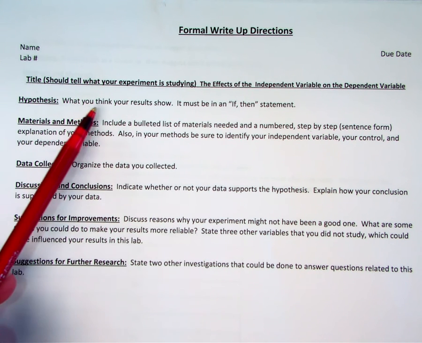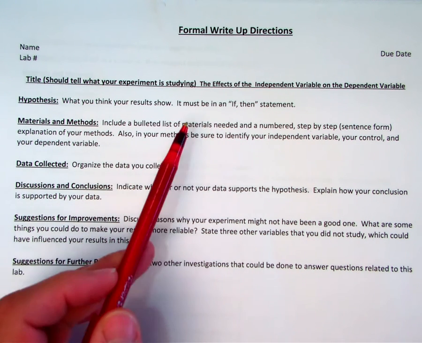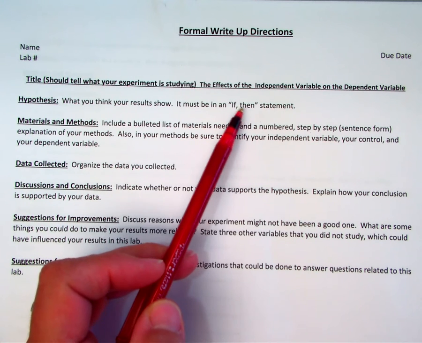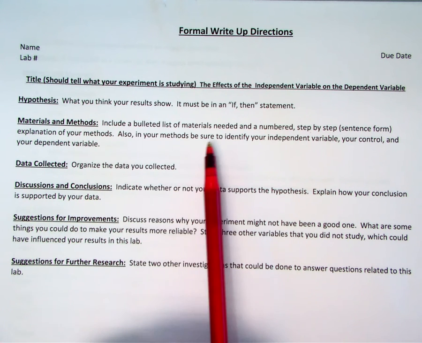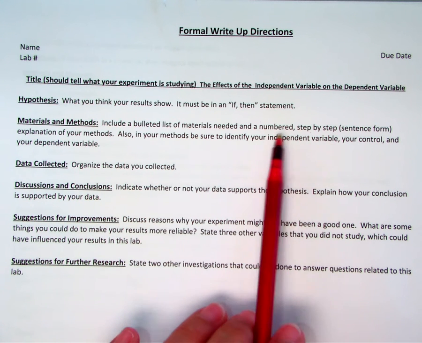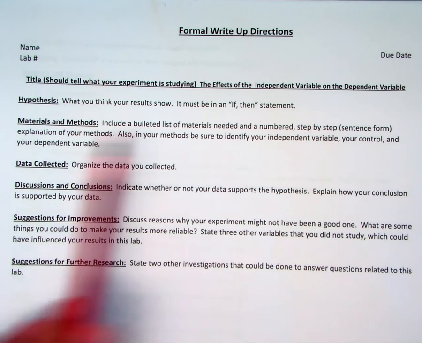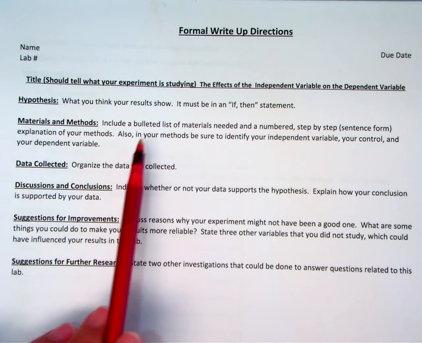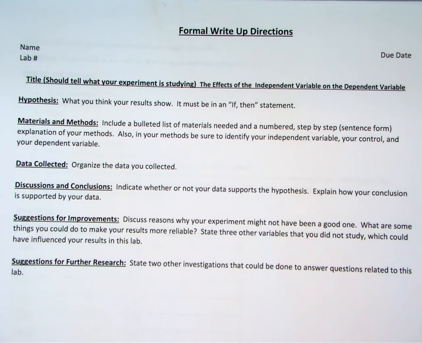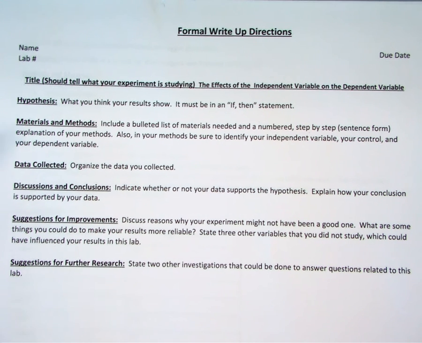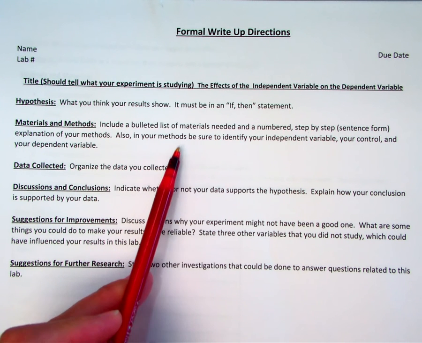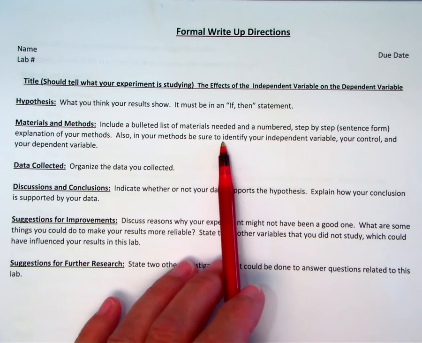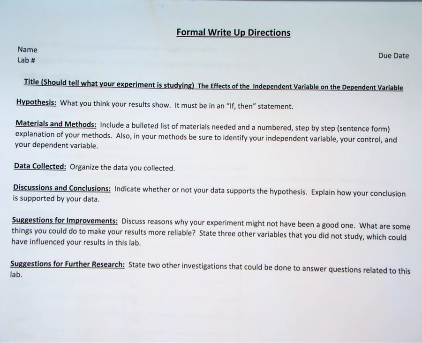The hypothesis is what you think your results show. It must be in an if-then statement. You don't have to have the words if and then, but look for that within the statement. Materials and method: include a bulleted list of materials needed and a numbered step-by-step, sentence-form explanation of your methods. Also, in your methods, be sure to identify your independent variable, your control, and your dependent variable. You can do a bulleted list of the materials, and the rest should be in a paragraph. All the things we've been talking about this year on how to set up an experiment.